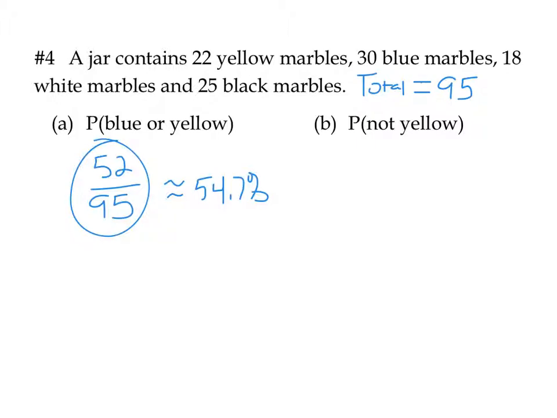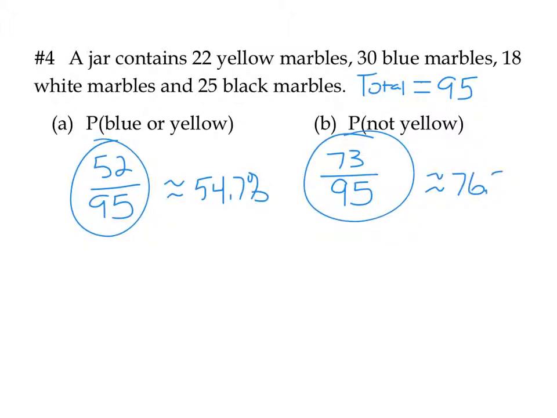B says probability of picking not yellow. So if there's 95 total and 22 are yellow, then that means we add up the other 3, or we do 95 minus 22. Either way, we get 73 marbles that are not yellow. Those are our favorable outcomes, the 73 that are not yellow, out of still a total of 95 total marbles. Okay, so we'd have a 73 out of 95 chance, which as a percentage is about 76.8%. Okay. So again, favorable outcomes out of total.